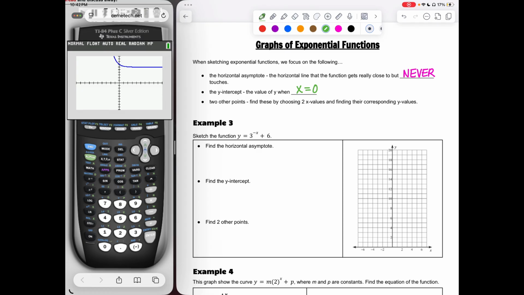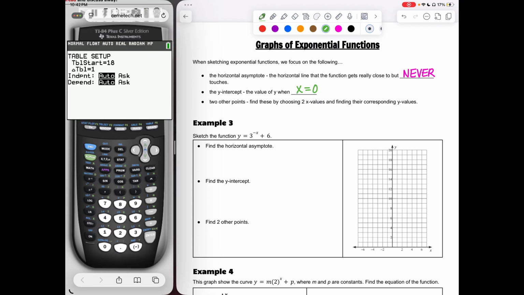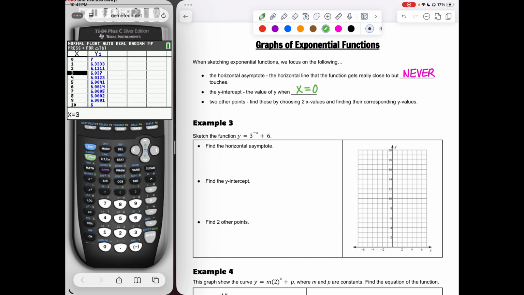Now I'm going to look at the table. When I look at the table, I see a whole bunch of 6s, but I just want to make sure. So I'm going to go back to where x is 0. If I go to second window to go to my table settings, I can put that I want to start at 0. Going back to my table, I can clearly see that as my x values get bigger, my y values get closer and closer to 6. It looks like it is 6 exactly.